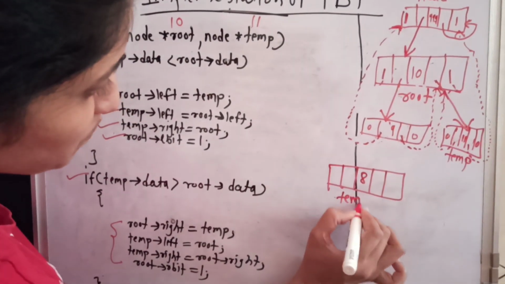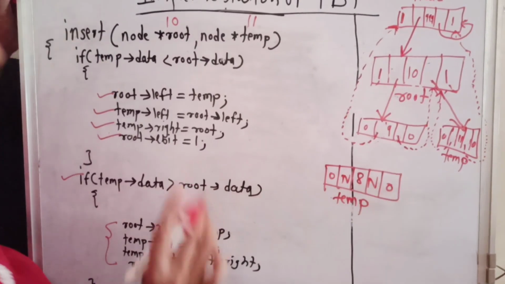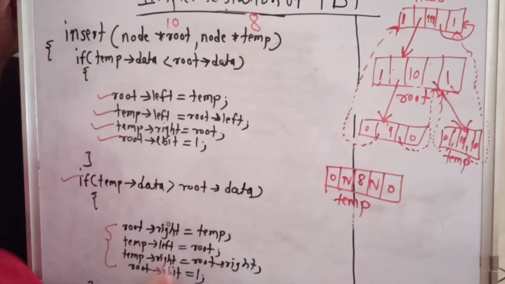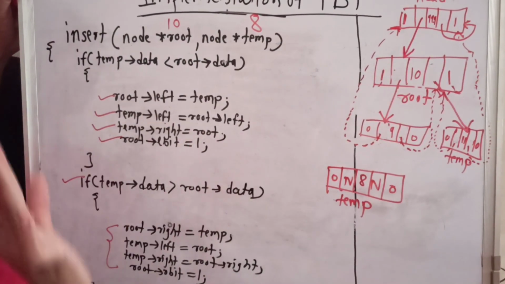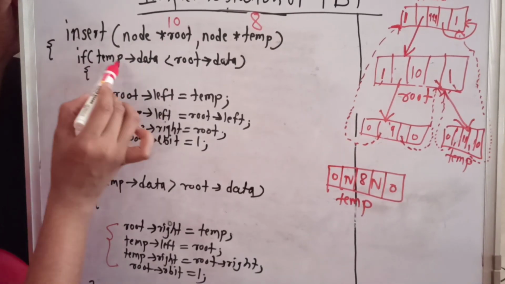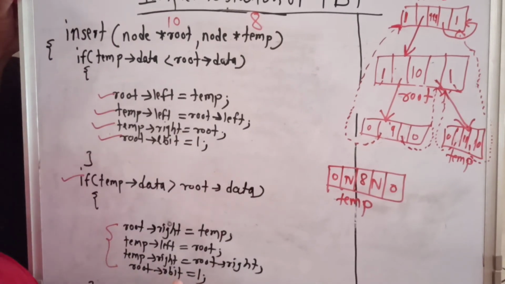So this is now my temp. This is the null, this is the null, this is the 0 and this is the 0. So what will happen now? Root is 10, temp is the 8. Now see what is going to happen here. It will come inside and test the condition: if temp data is less than the root data, the condition is true. So now what will happen here?